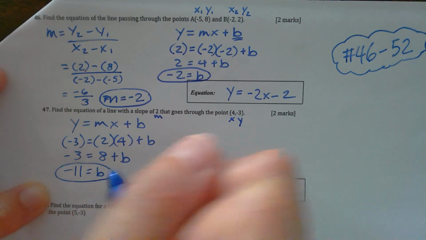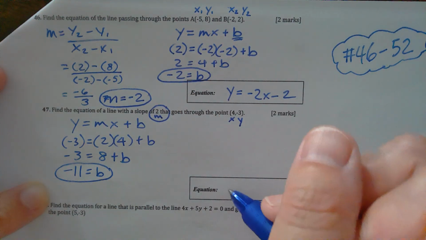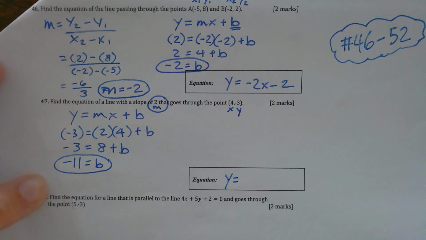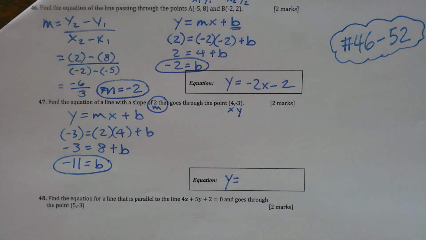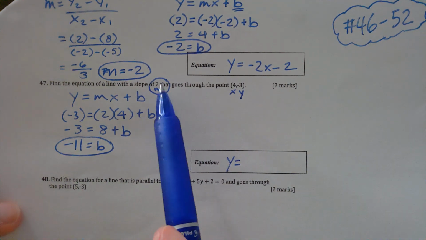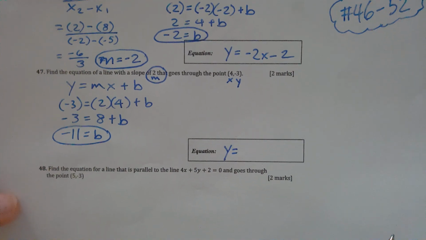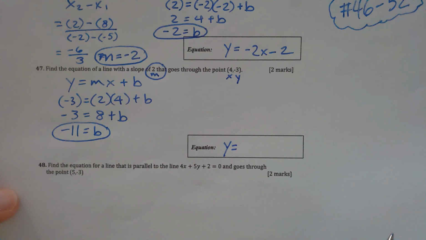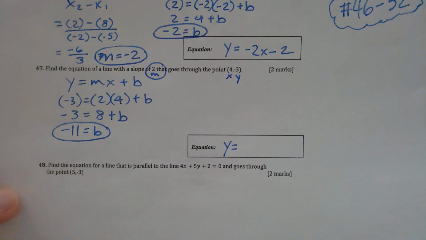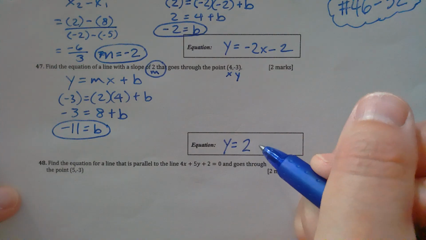So you have m, you have b. So what's my equation? Let's see. Hussein, so if I have my m, I have my b, what's my equation? This is my m. This is my b. So 2x minus 11.